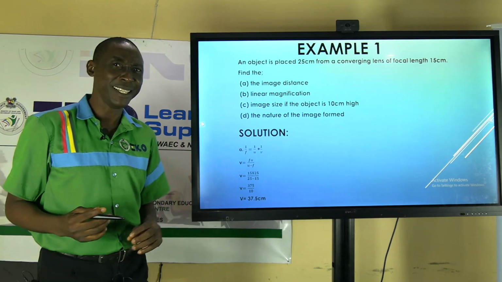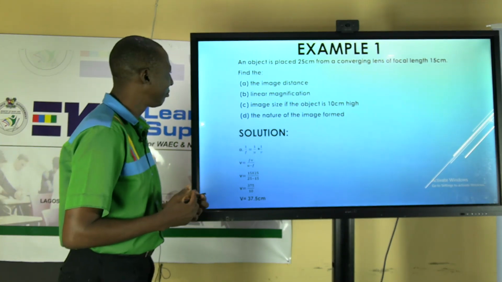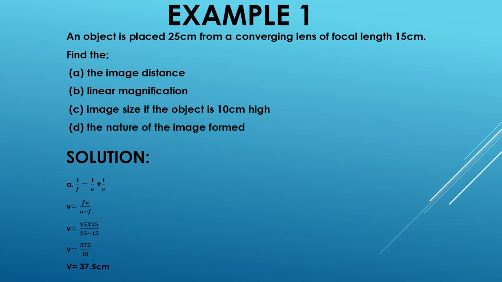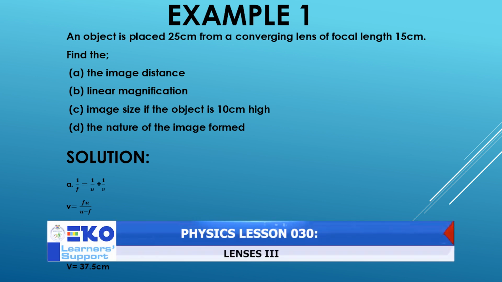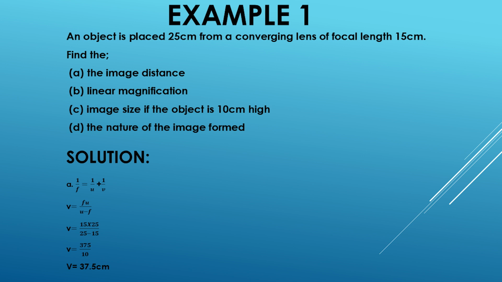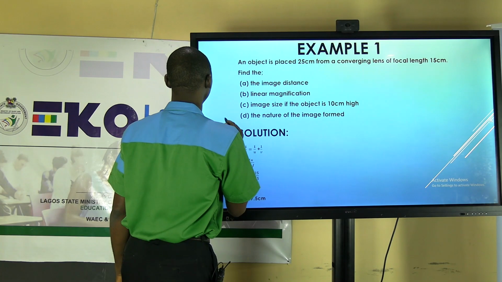For better understanding, let's look at this question together. An object is placed 25 centimeters from a converging lens of focal length 15 centimeters. A, find the image distance. B, linear magnification. C, image size if the object is 10 centimeters high. D, the nature of the image formed.